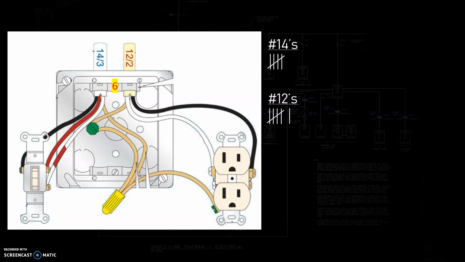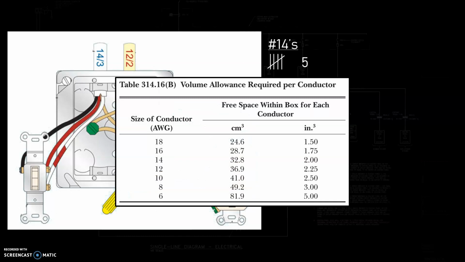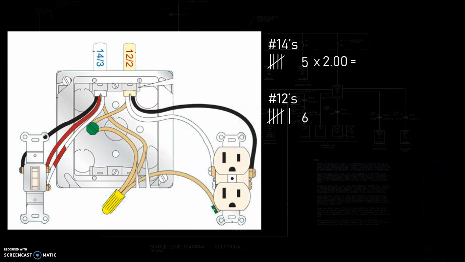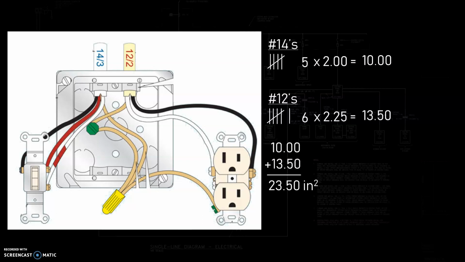So let's go ahead and look back. How many 14s do we have? We have 5. How many number 12s do we have? We actually have 6. Again, let's reference 314.16(B). We can see that for a 14, we need to multiply by 2 cubic inches. For a 12, we need to go by 2.25. So we go ahead and do that. We come up with 10 cubic inches for our number 14s and 13.5 cubic inches for our number 12s. Okay, so we now actually have to add those together because all of that volume allowance is in that box, right? So when we go ahead and do that, we get 23.5. Then again, it should be cubic inches, not square inches.